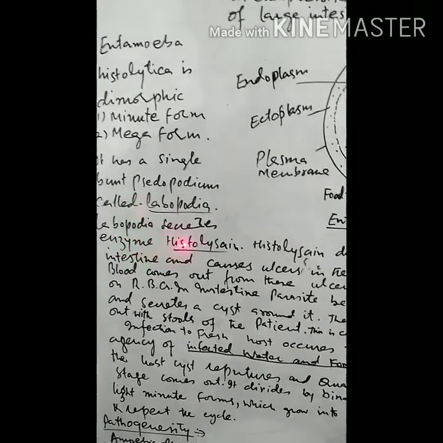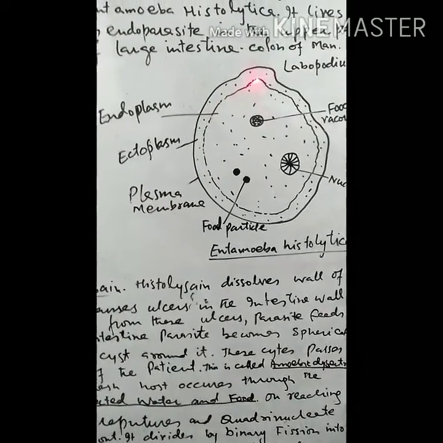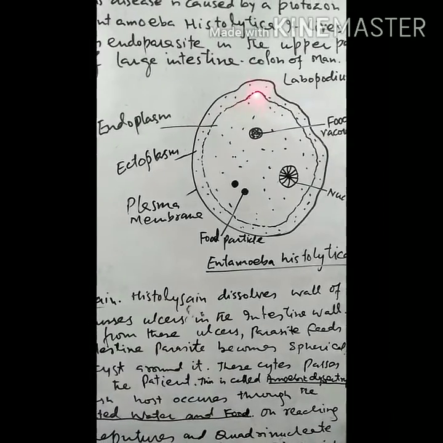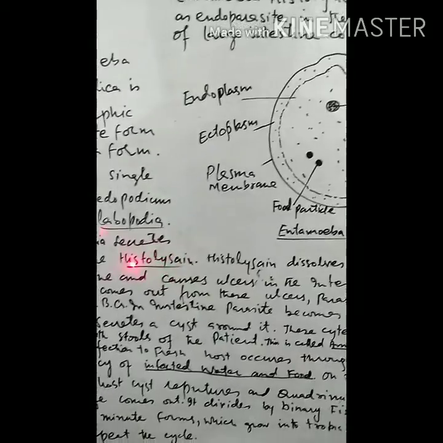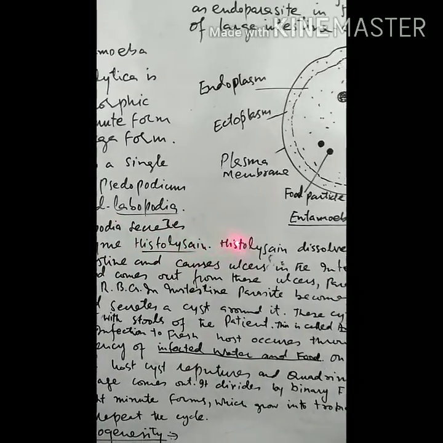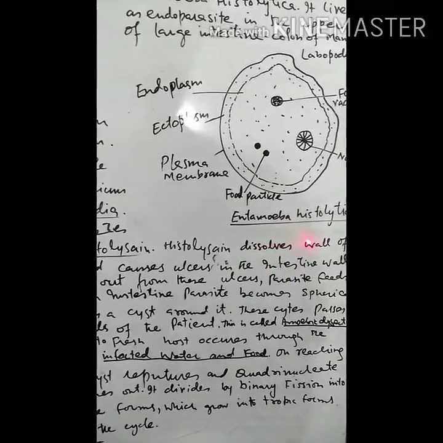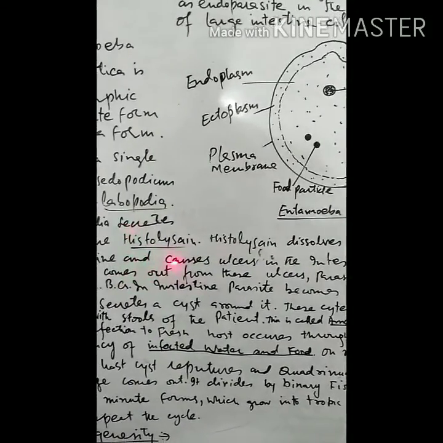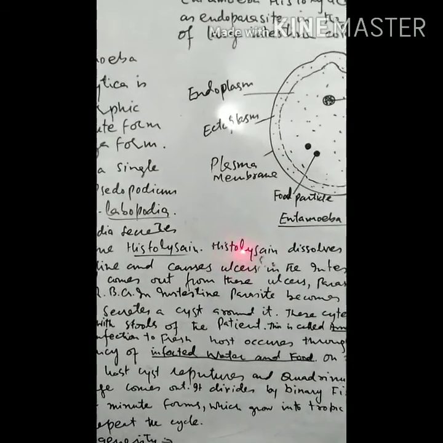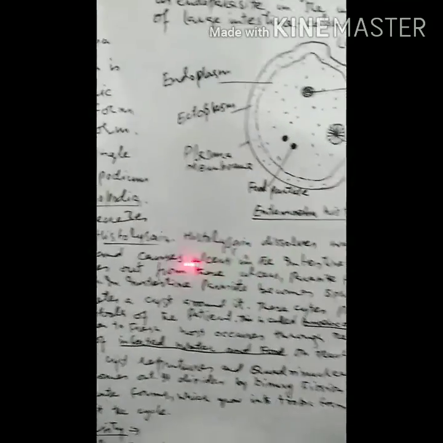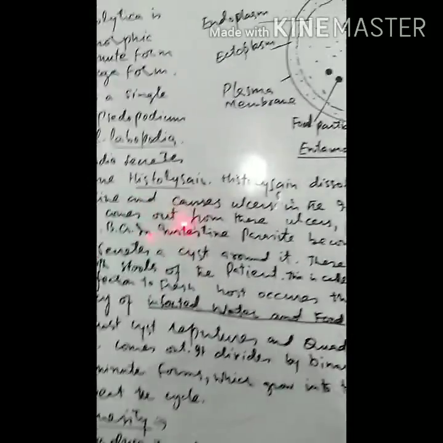The lobopodium secretes the enzyme histolysin. Here this is the pseudopodium of this Entamoeba, called a lobopodium. This lobopodium secretes an enzyme called histolysin. This histolysin dissolves the walls of the intestine. How? This enzyme causes ulcers in the intestine by dissolving the walls of the intestine.